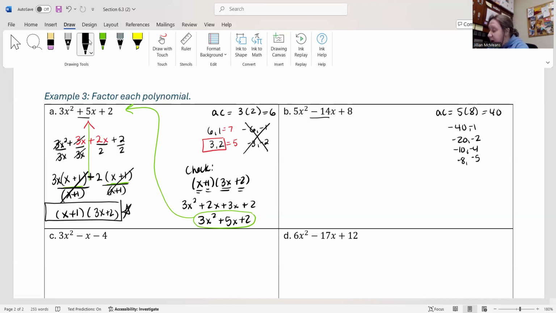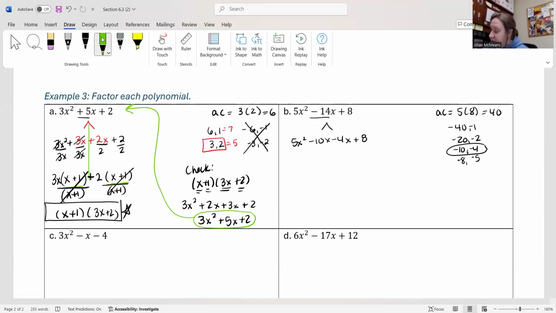So which of these pairs adds up to negative 14? Negative 10 and negative 4 have a sum of negative 14. So I would write this as negative 10x minus 4x, and then we can just drop down the rest of the polynomial. Again, you could write negative 4x and then negative 10x. It's fine. Your factoring will look different, but the final answer will be the same.